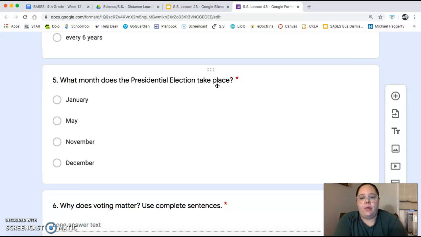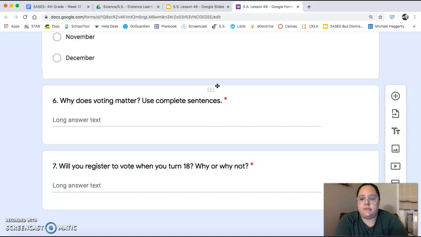Number 5, what month does the presidential election take place? And number 6, why does voting matter? Use complete sentences. Number 7, will you register to vote when you turn 18? Why or why not?